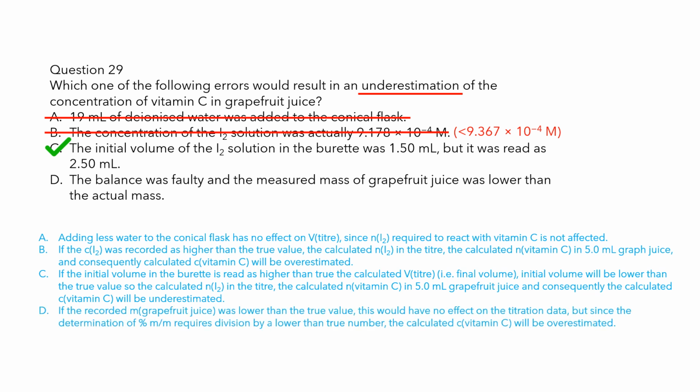If the recorded mass was lower than the true value, this would have no effect on the titration data, but since the determination of %m/m requires division by a lower than the true number, the calculated concentration of VC will be overestimated.